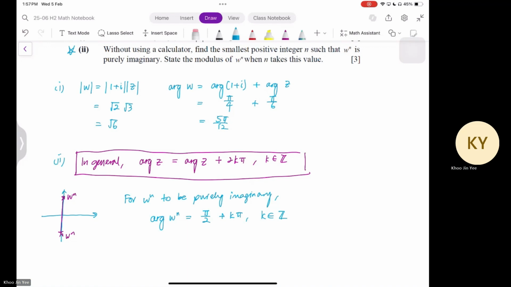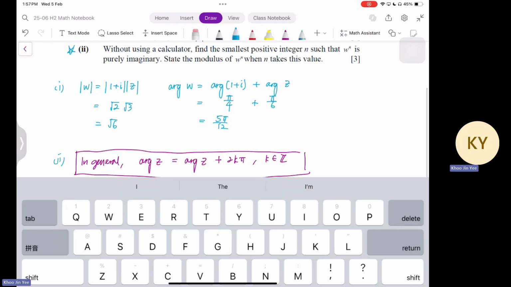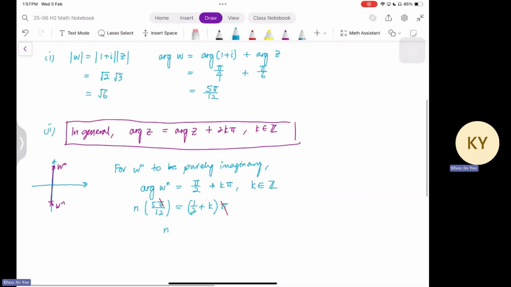Now, n times the argument of w, so n times 5 pi over 12 is equal to half plus k times pi. So what I will do is cancel the pi, dividing both sides by pi. So n would be equal to 12 over 5, half plus k. Now the problem is that we have two variables. So what we are going to do is run different values of k and find different values of n.